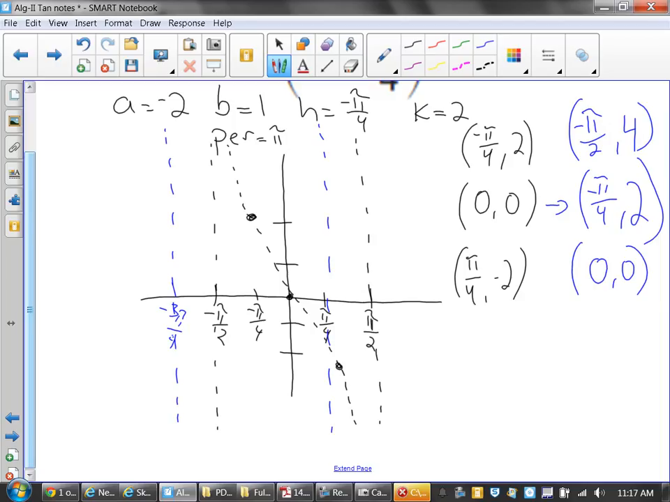Go plot. The point on the right is at 0, 0. Pi over 4 and 2. Negative pi over 2 and 4. And there's my curve. Yep. What you're doing is you're plotting out with 3 points and then moving your asymptotes. That's tangent.